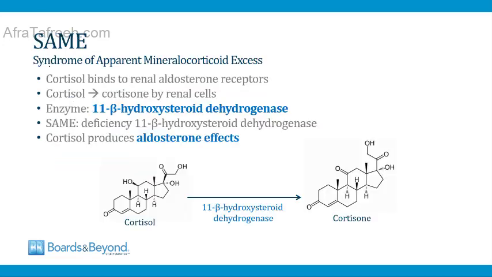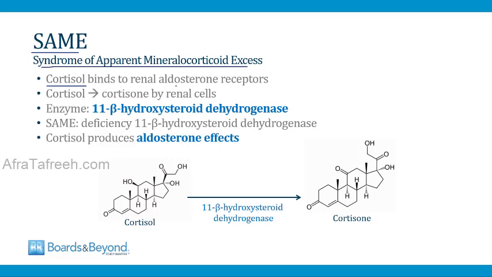Now let me tell you about a disorder that looks just like hyperaldosteronism, but it's not, and that is the syndrome of apparent mineralocorticoid excess, or SAME. The idea behind SAME is that the cortisol in our body produced by our adrenal glands can bind to renal aldosterone receptors and could produce a strong aldosterone or mineralocorticoid effect.